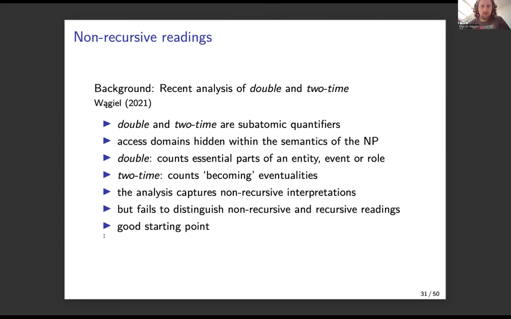So as the background, we take a recent analysis of double and two-time by myself, and in this analysis, double and two-time are argued to be semantomic quantifiers, meaning that they access domains hidden within the semantics of the modifying noun, and in particular, double is assumed to count essential parts of an entity or a role. What those essential parts are will be explained in a minute. Whereas two-time counts becoming events, so events of acquiring a property. This analysis seems to capture neatly non-recursive interpretations, but it fails to distinguish between non-recursive and recursive readings. So we would like to elaborate on that and enhance it. But it's still a good starting point to look at double and two-time.